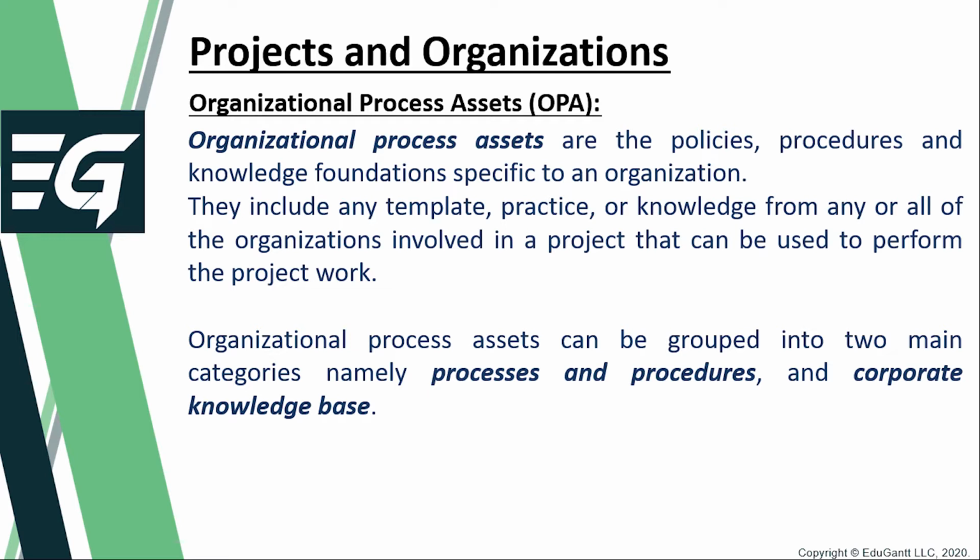So what are organizational process assets? Organizational process assets are the policies, procedures, and knowledge foundations specific to an organization. They include any template, practice, or knowledge from any or all of the organizations involved in a project that can be used to perform the project work. Organizational process assets can be grouped into two main categories, namely processes and procedures, and corporate knowledge base.